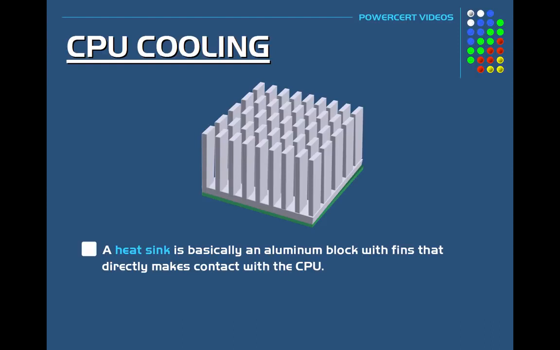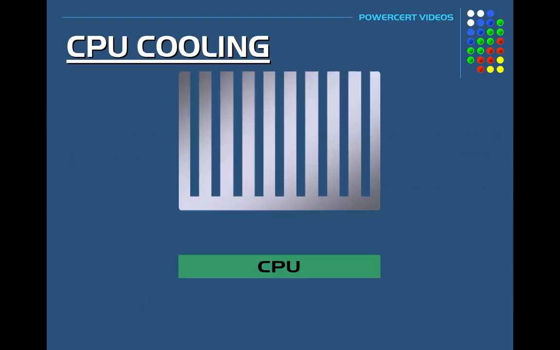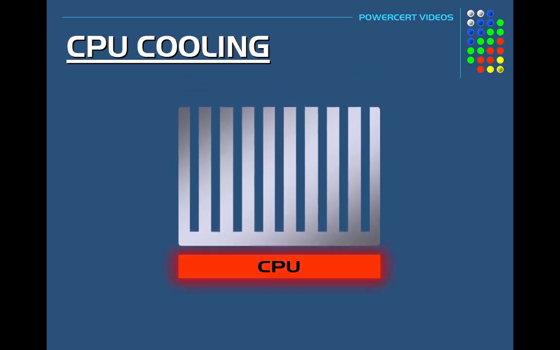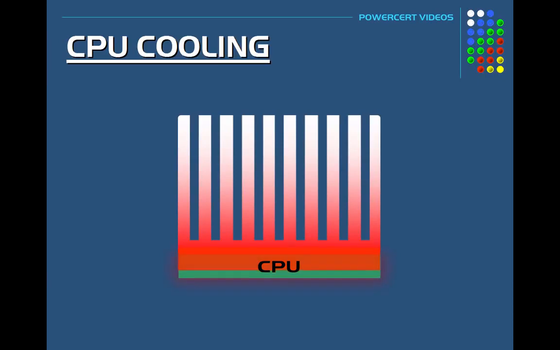A heatsink is basically an aluminum block with fins that directly makes contact with the CPU. And the heatsink's purpose is to increase the surface area of the CPU so that it can make more air contact for cooling. The larger the heatsink, the larger the surface area will be, therefore increasing the cooling ability. The fins on the heatsink are designed to further increase the surface area for air circulation. Once the heatsink makes contact with the CPU, the heat will transfer from the CPU to the heatsink, where the air will cool the heatsink, which will cool the CPU.